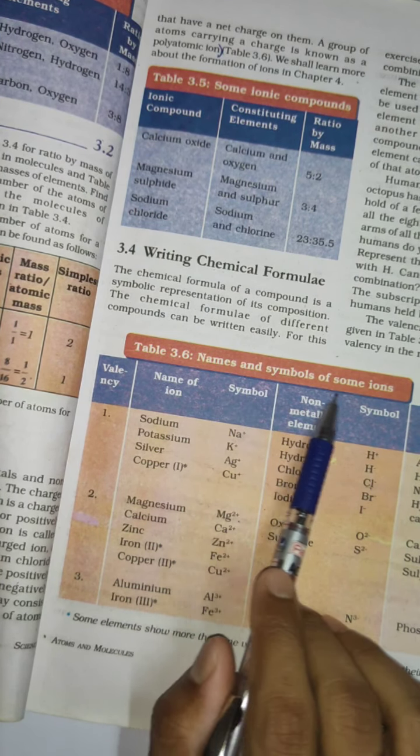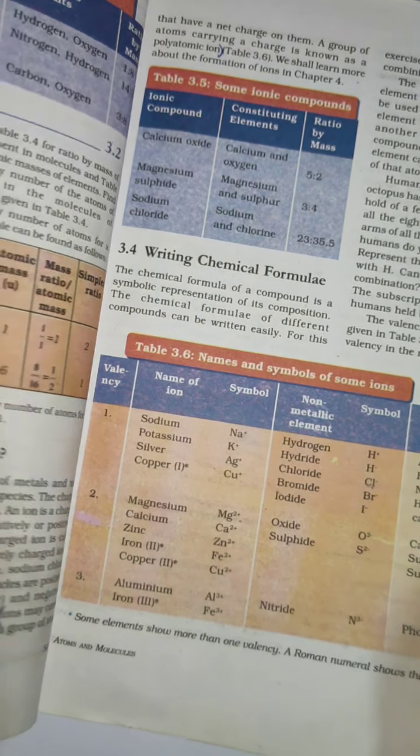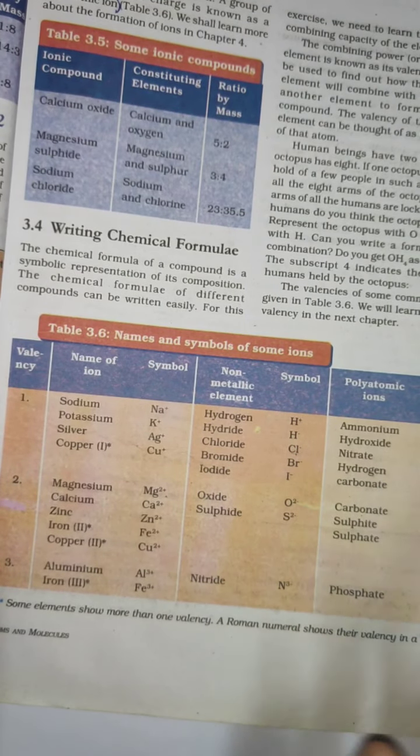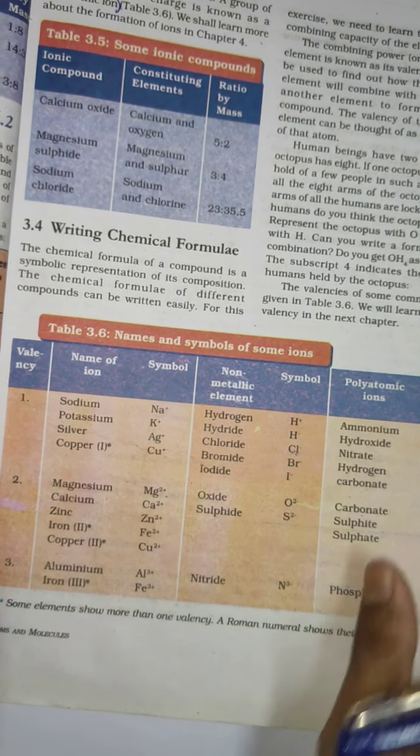3.6, names and symbols of some ions. Here are some commonly used ions. So you must memorize this table, otherwise it will be difficult to write the chemical formula of the compounds.